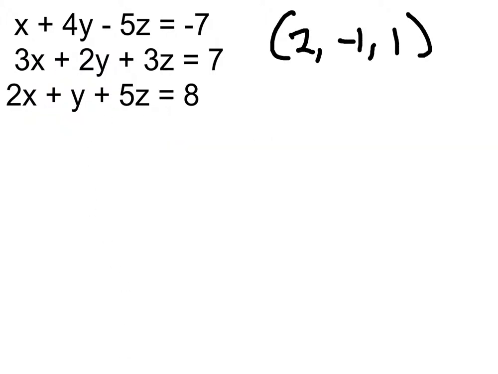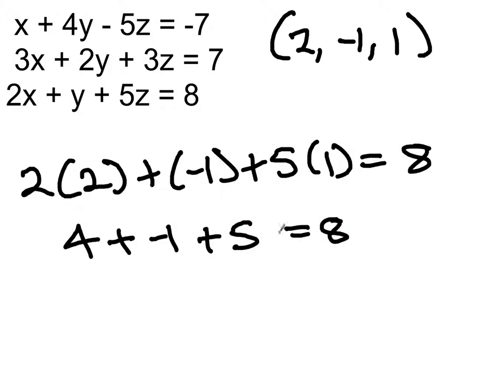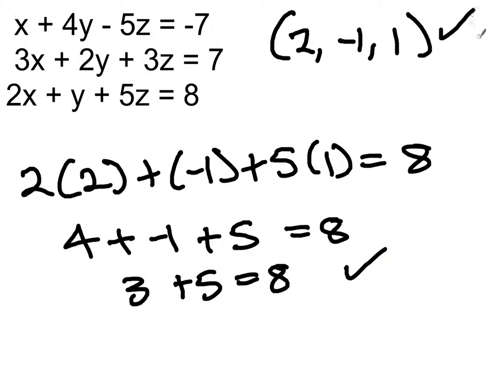Okay, so if you did work out this problem, this is the solution that you should have got. 2, negative 1, 1. I'll plug it into this last equation so that we can see that it works. So I just substituted the values in, and let's solve this numerical expression. 4 plus negative 1 is 3. 3 plus 5 is in fact 8. So you can see that this is the solution. You can get it by substitution or elimination. I said I think elimination is easier, and that's true sometimes, but sometimes substitution is easier.